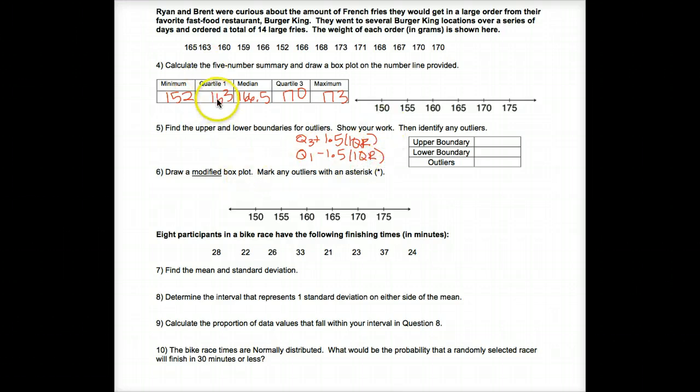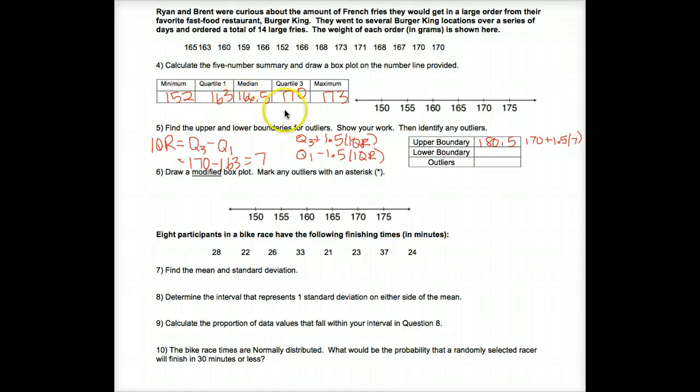So I have my Q1 and Q3. Remember that that's how I find IQR to begin with. I take Q3 and I subtract Q1. So in this case, 170 minus 163. So my IQR is 7. So the upper boundary is going to be Q3, which is 170, plus 1.5 times 7. So when I do that, I get 180.5.